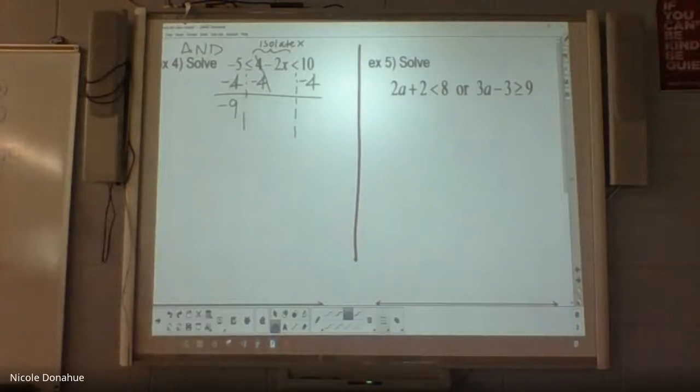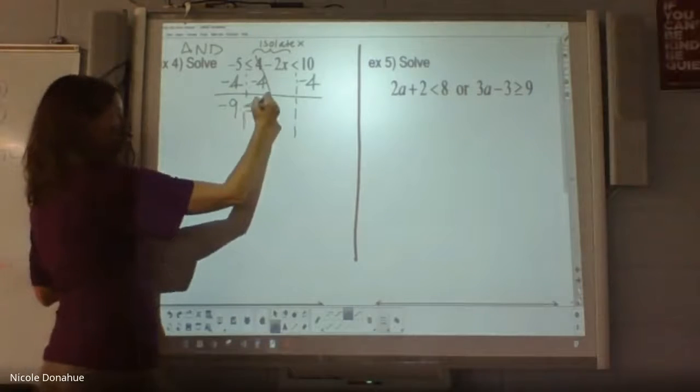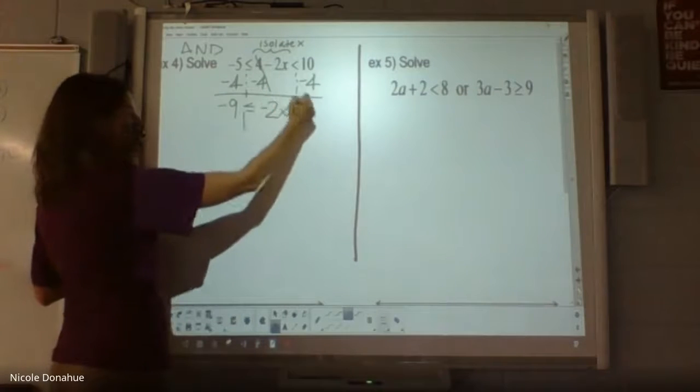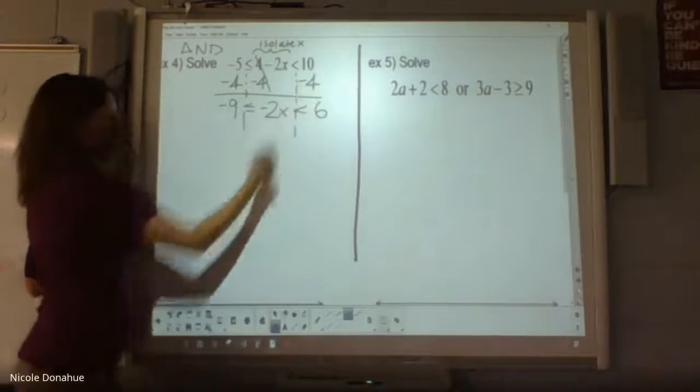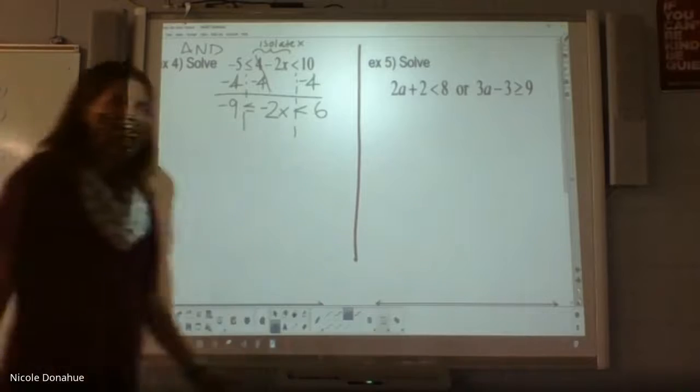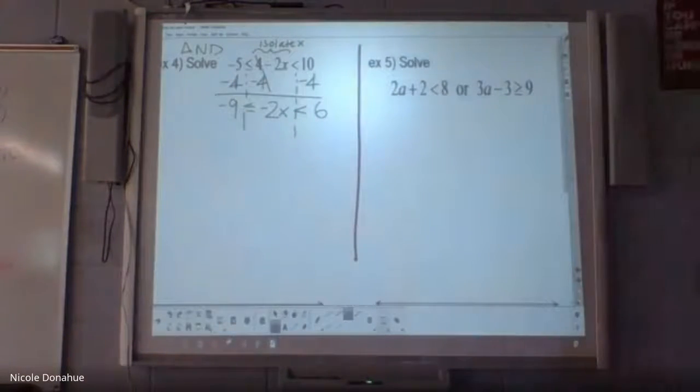Now, when I subtract, do I have to worry about flipping inequalities? No. So the inequality stays as it is right now. In the middle, I have a negative 2x, and then an inequality less than 6. Now again, like Ethan mentioned, we want to get that x alone in the center. So what's our next step?